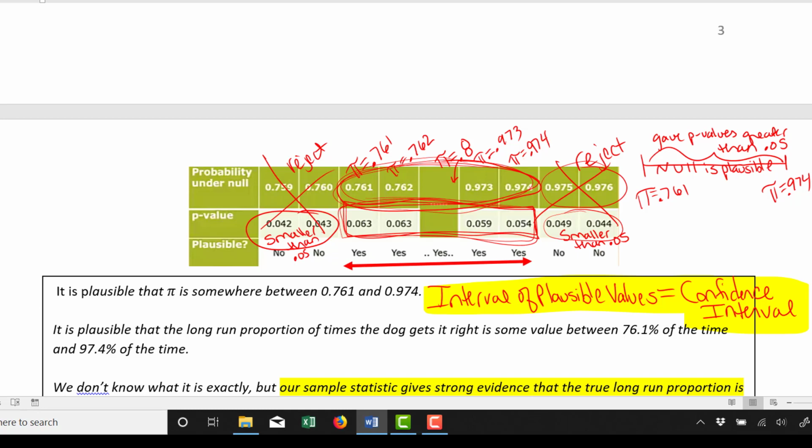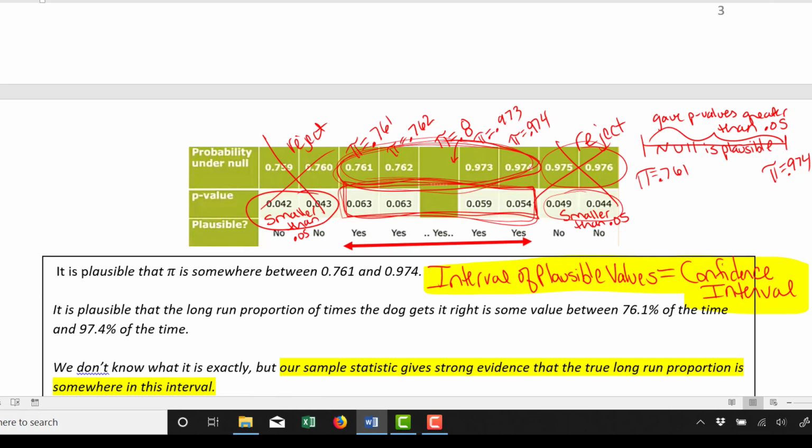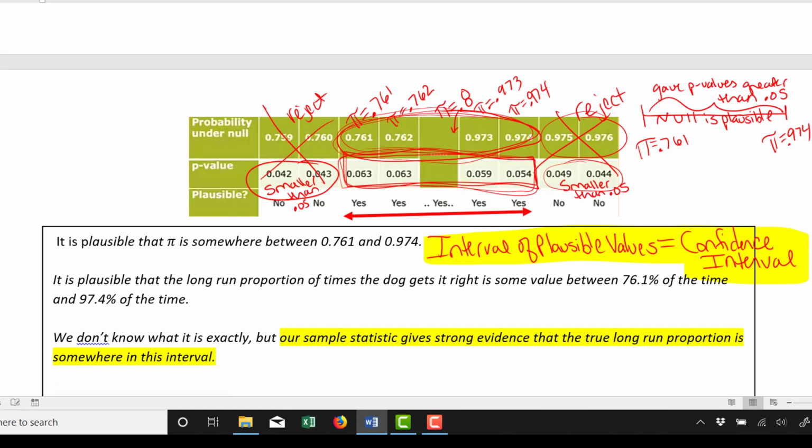Again, we do not know the true value of pi. We don't know the exact percentage of times that the dog gets it right in the long run. However, our sample statistic is giving us strong evidence that the true long run proportion is somewhere in that interval.